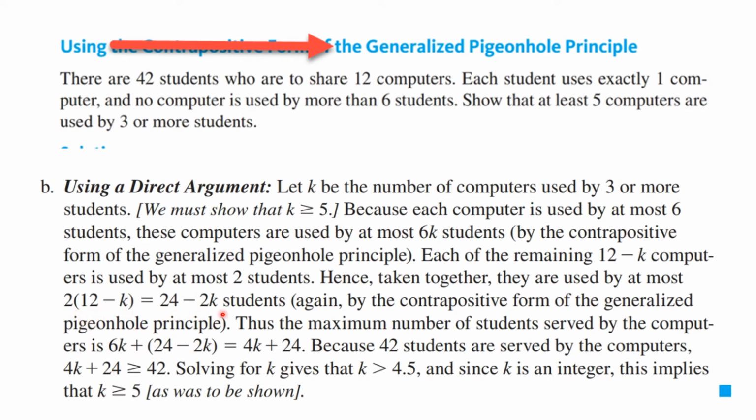Here we just distributed the 2. Thus, the maximum number of students served by the computers is going to be 6K plus 24 minus 2K, and that is 4K plus 24. Because 42 students are served by the computers, this number must be bigger than or equal to 42. If you solve that inequality for K, you get K is bigger than 4.5. But K is an integer, so K has to be greater than or equal to 5.